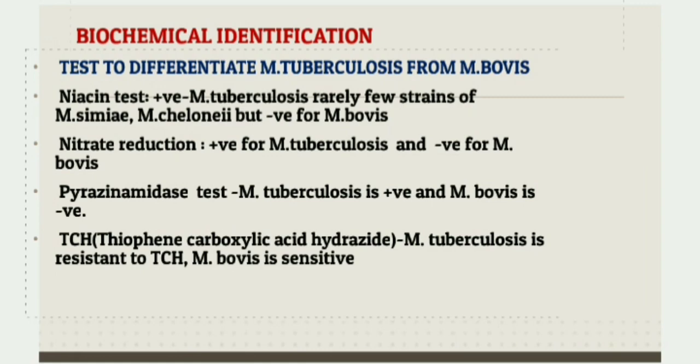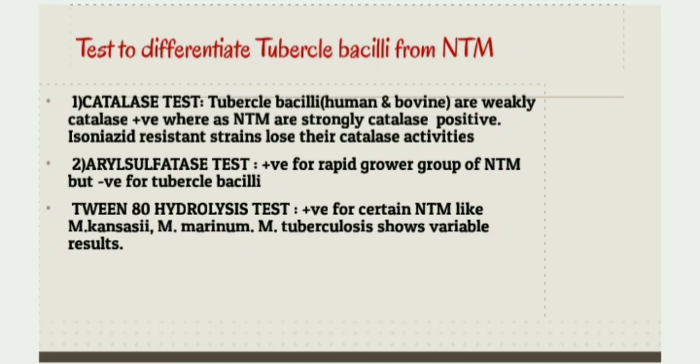Now we have seen how to differentiate Mycobacterium tuberculosis from Mycobacterium bovis. Next, let's see how to differentiate tubercle bacilli from non-tuberculous mycobacteria. First one is the catalase test. Mycobacterium tuberculosis and Mycobacterium bovis are weakly catalase positive, whereas non-tuberculous mycobacteria are strongly catalase positive. One point we should remember here is that isoniazid-resistant strains lose their catalase activity. Aryl sulfatase test and Tween 80 hydrolysis test are positive for non-tuberculous mycobacteria.